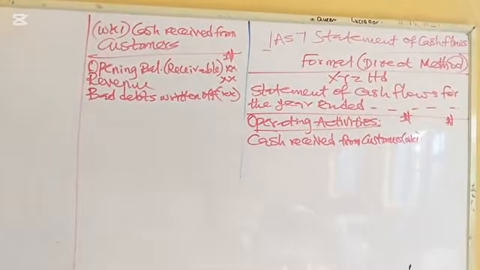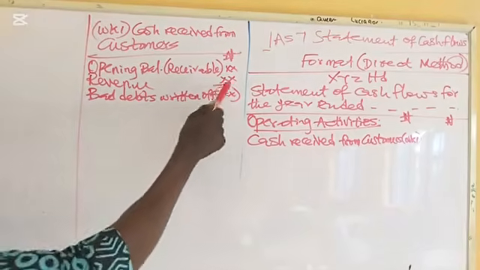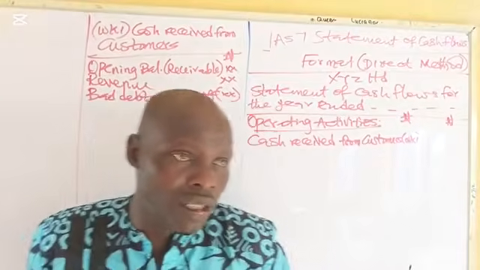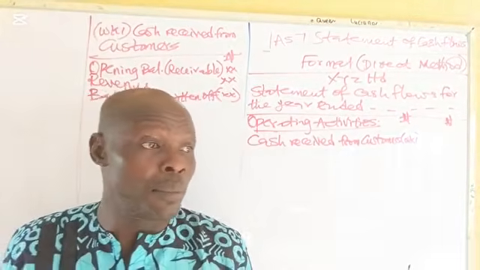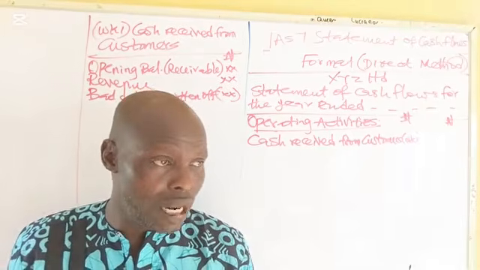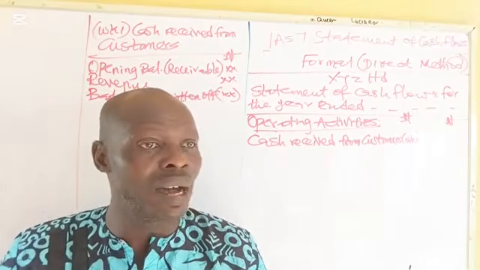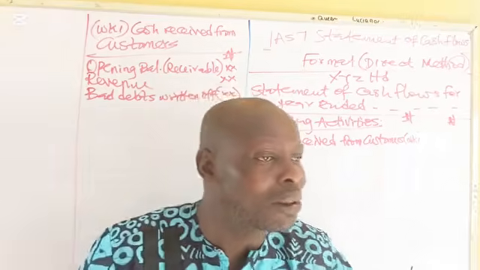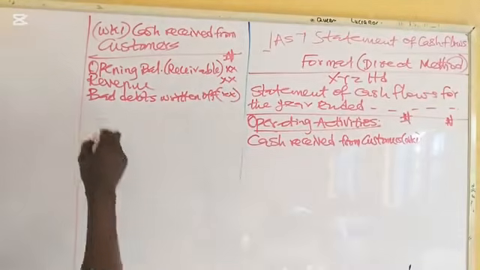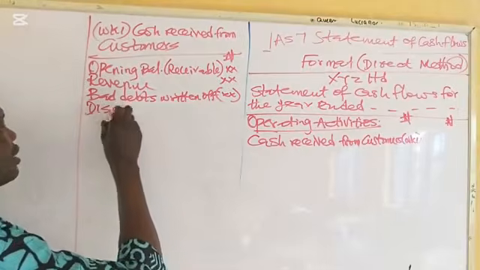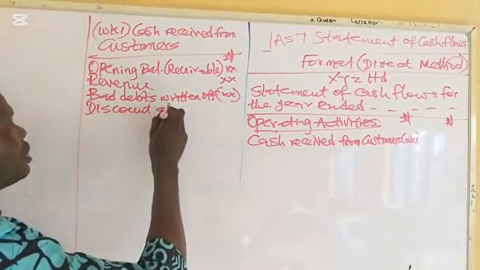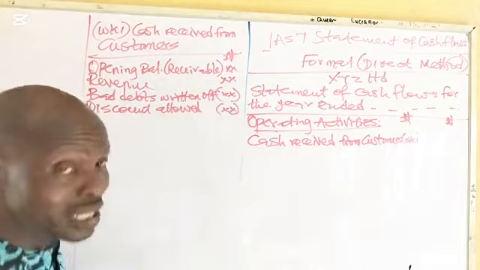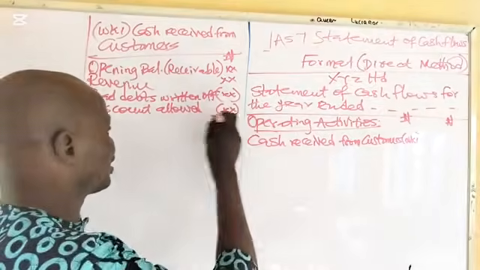So, bad debts written off. Then if there is a discount allowed, but it's unusual because you'll be given a public financial statement unless it is given, you are given as a breakdown among the expenses. If there is discount allowed, what impact does it have? Discount allowed. Tell me what happens. It reduces the amount owed by customers.